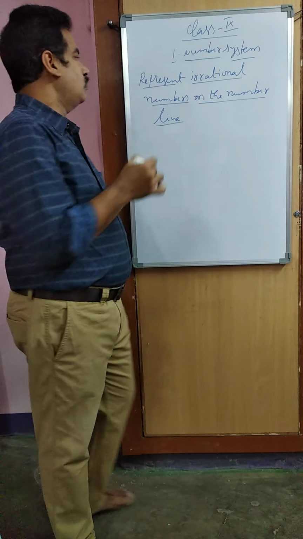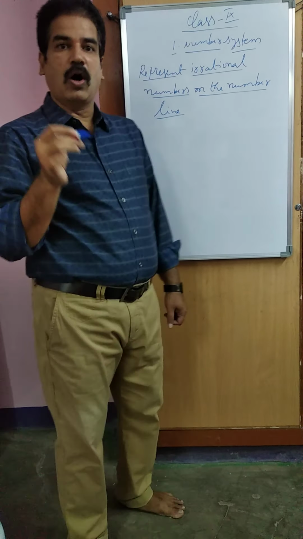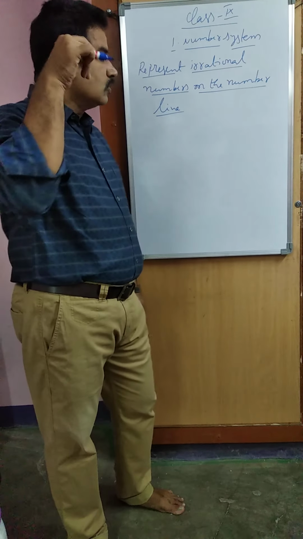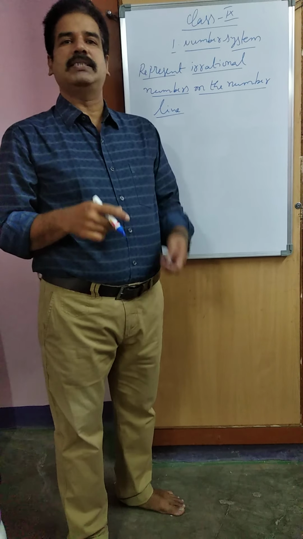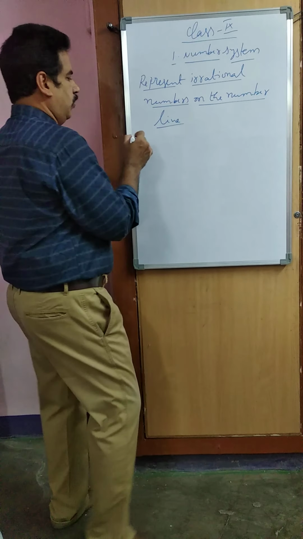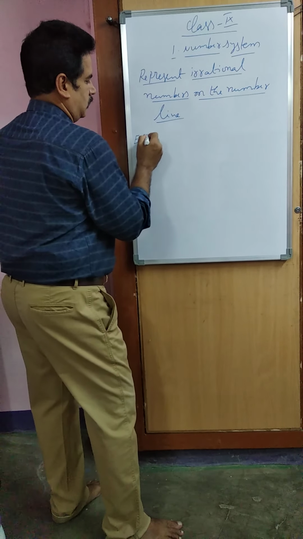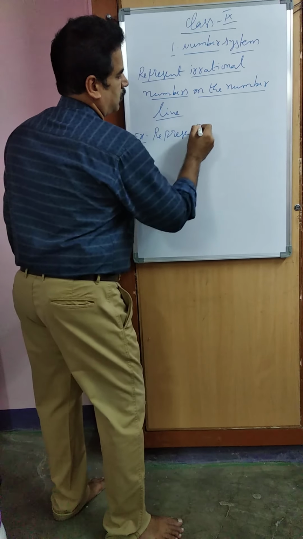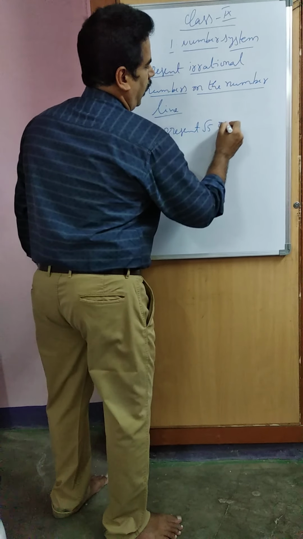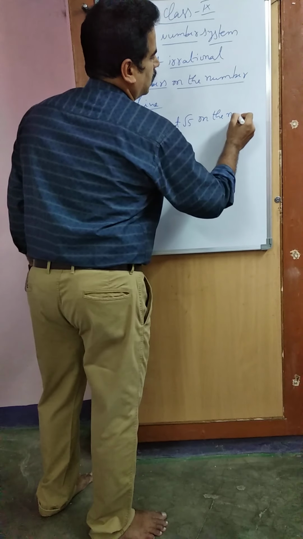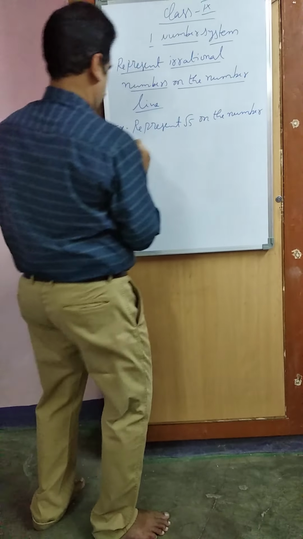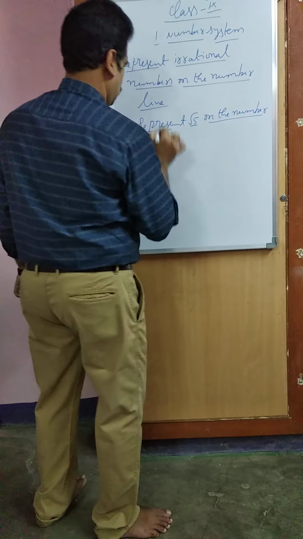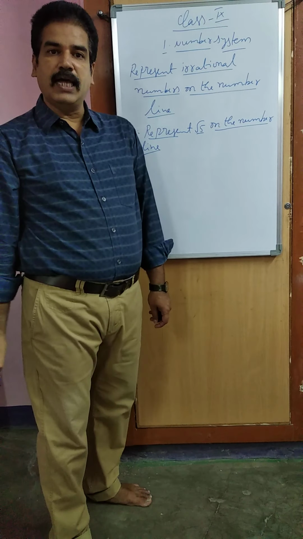Okay, and now irrational numbers means root 2, root 3, root 5 and so on. They are called irrational numbers. Those irrational numbers you have to represent on the number line. Example, represent root 5 on the number line.